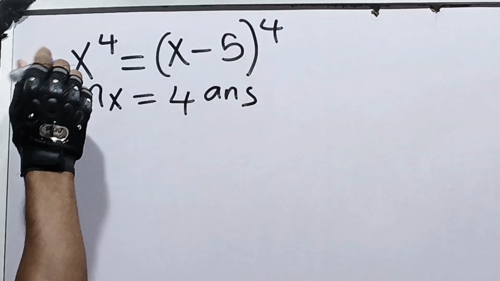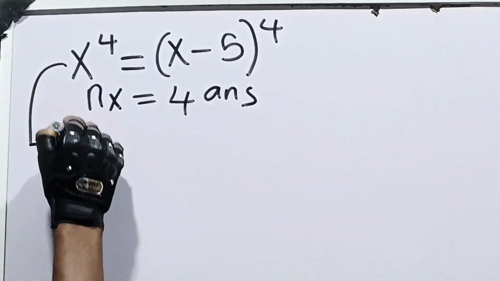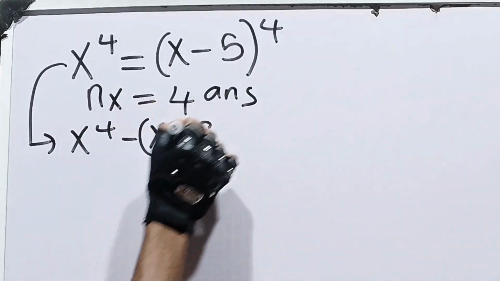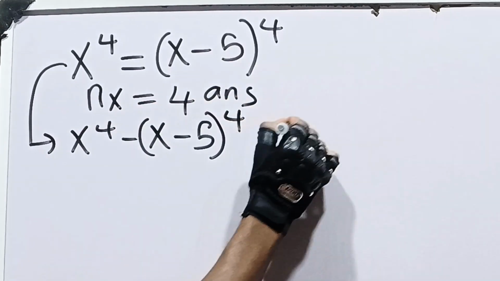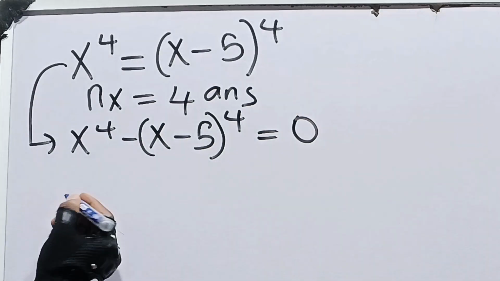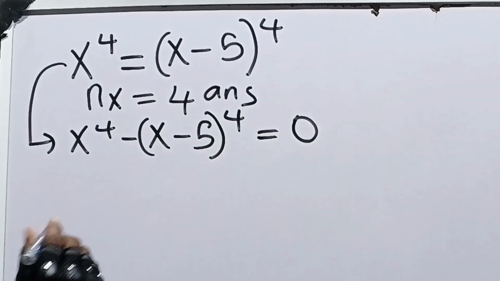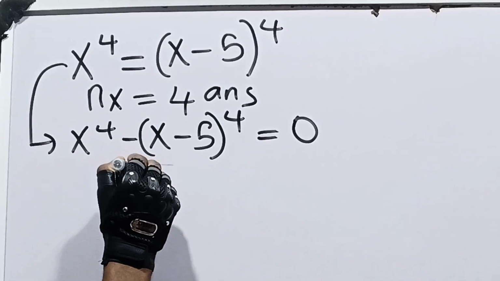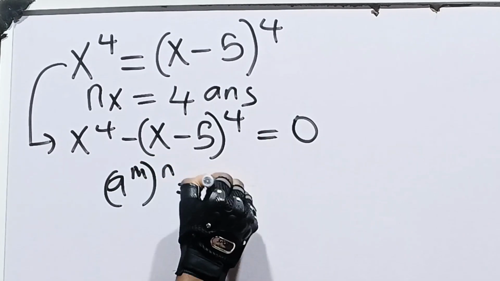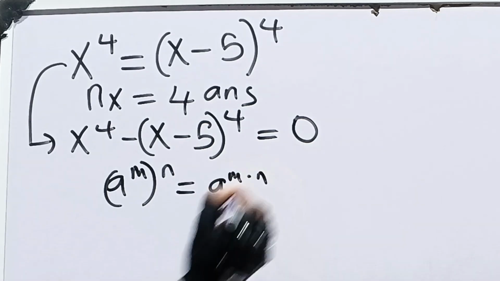Now, we can write this as x raised to the power 4 minus (x minus 5) raised to the power 4 equal to 0. I will state a lot of indices that we use to approach this question. When we have a raised to the power m, raised to the power of n, it's equal to a raised to the power m multiplied by n.